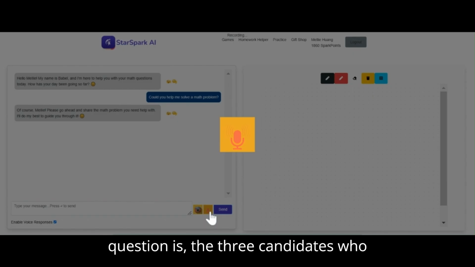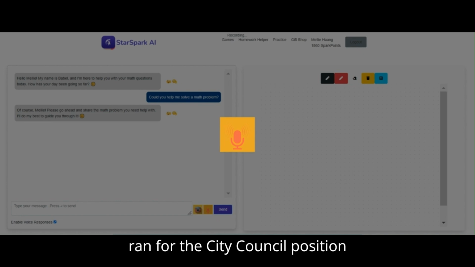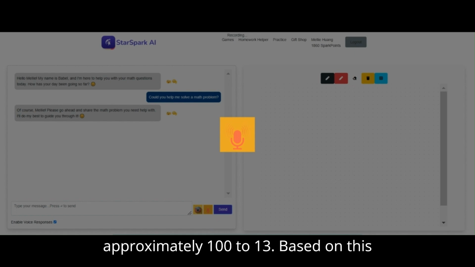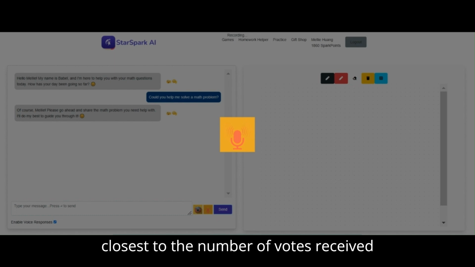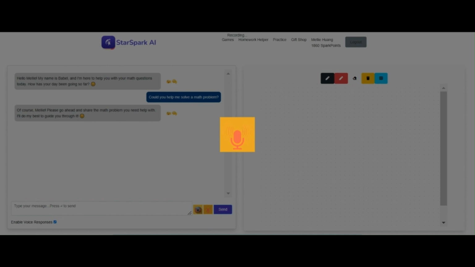So the question is, the three candidates who ran for the city council position in Memphis in 2015 received a total of 14,705 votes. The ratio of votes for the first candidate to votes for the second candidate was approximately 4 to 1. The ratio of votes for the first candidate to votes for the third candidate was approximately 100 to 13. Based on this information, which of the following is closest to the number of votes received by the first candidate?